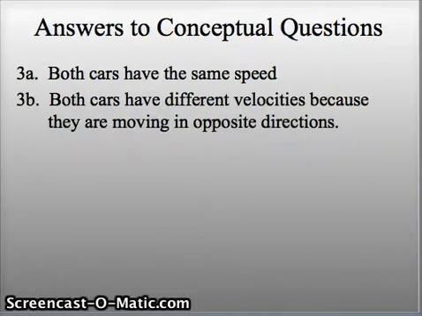So both cars will have the same speed because speed is just how fast something is moving. And they will have different velocities because they're moving in opposite directions. The first car, A, is moving north. Car B is moving south. Different directions, different velocities.